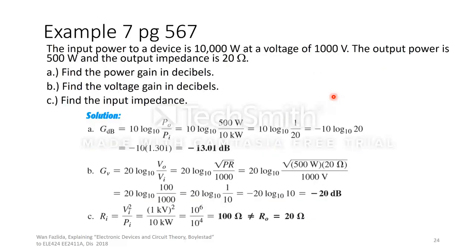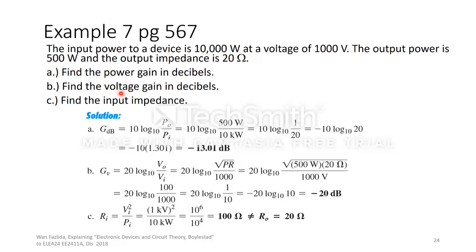So here is an example. The input power to a device is 10,000 watts at a voltage of 1,000 volts. The output power is 500 watts and the output impedance is 20 ohms. Now find the power gain in decibels. You will find that you're actually having something smaller at the output, right?